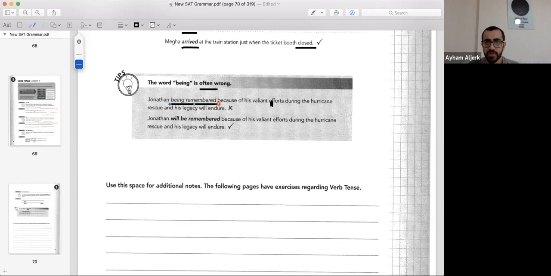Jonathan being remembered because of his valiant efforts during the hurricane rescue, and his legacy will endure. I mean, Jonathan was a big hero in the hurricane rescue, and everybody will remember his name in the future, because here it says his legacy, which means his fame, he's going to be famous for this. That's why, using the context, we know that we're talking about the future. So instead of being, we have to say will be remembered. So in general, ing is wrong, but that's often, it's not always the case.